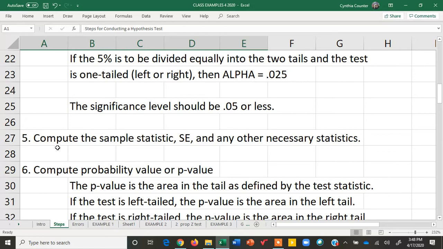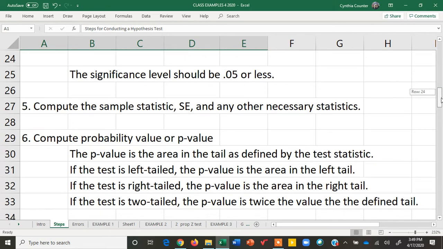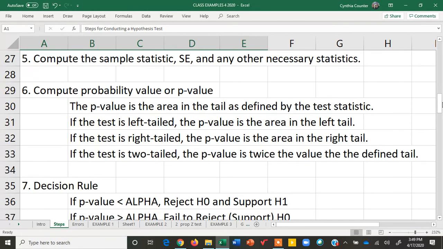After we have decided what our alpha is, but for us, we already know it's 0.025, we compute our sample statistic, the p-hat, if you haven't already done so, and the standard error. And sometimes there might be other things we need to compute. And then in order to determine whether it actually fell in that unlikely area, we are going to compute a p-value or probability value.